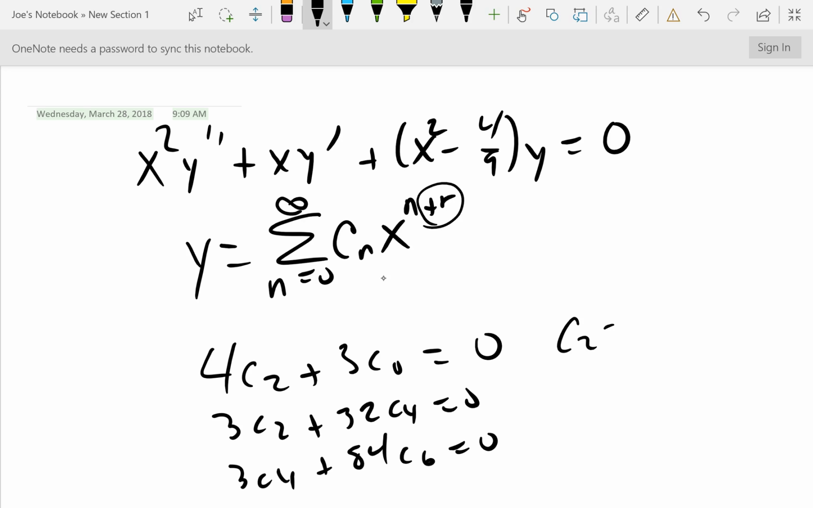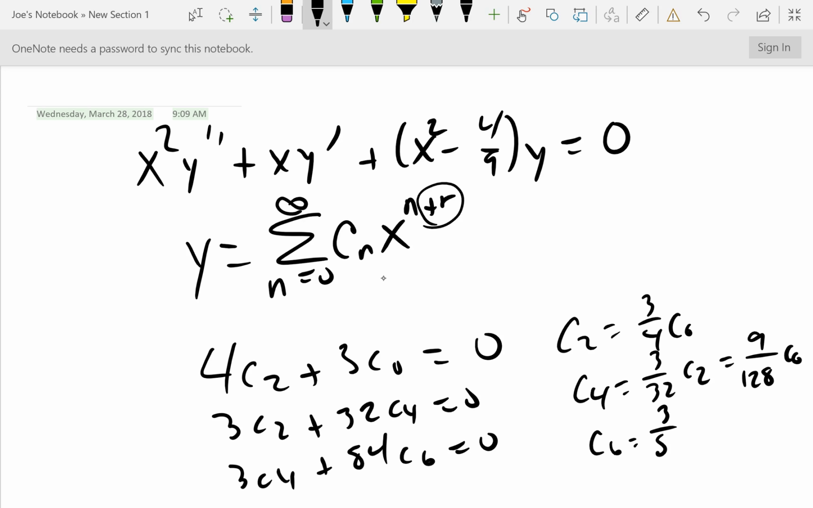This one tells us that C2 is 3/4 C0. This one tells us C4 is 3/32 C2, which would give us 9 over 96. Nope, not 96, 128, C0. And then C6 will be 3 over 84 C4. So it'll give us 27 over, actually 3 will go into that. 9 over 3 goes into 84, what, 28 times? So 28 times our 128 gives us 3584.